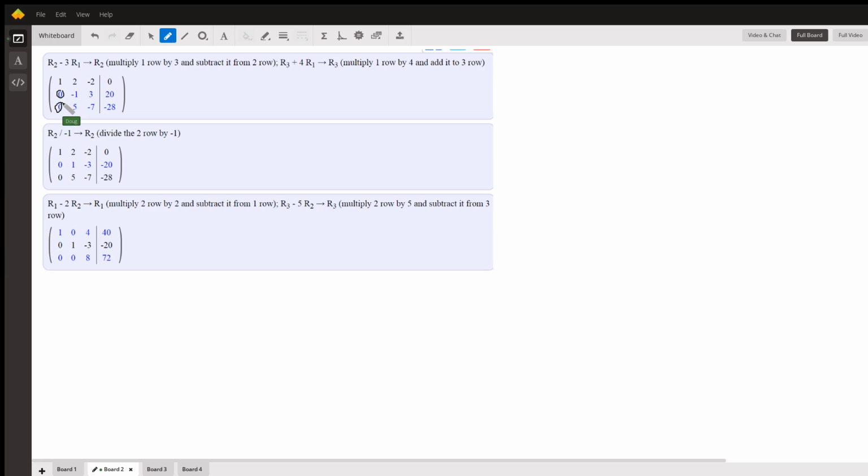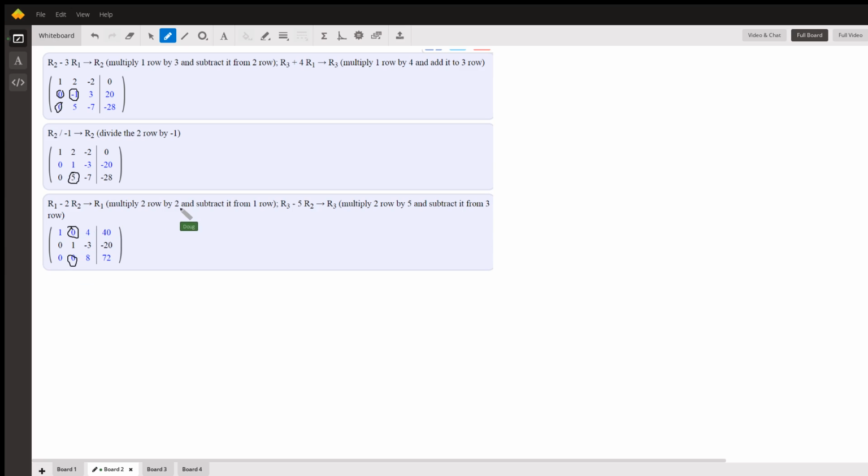And now the idea is to turn this to a 1. So that's why they multiply row 2 by -1. That converts this to a 1. And now we come down and turn this to a 0 by doing what? Multiplying row 2 by, oh no, they're actually going to change this to a 0 and this to a 0. Okay, so they do two steps in one.